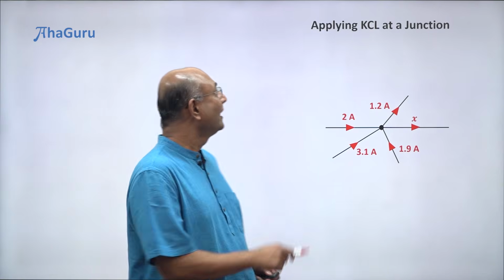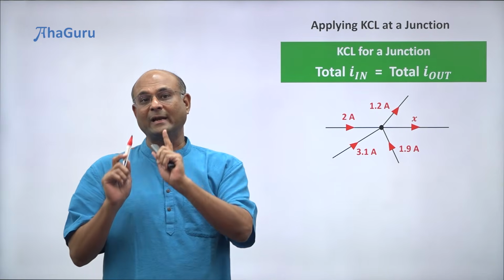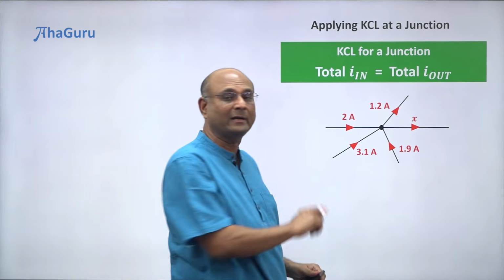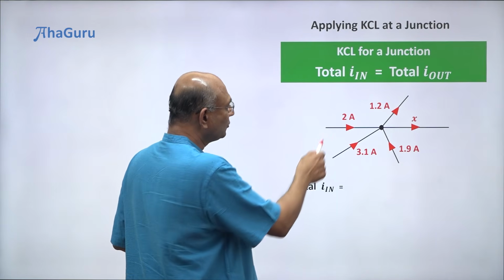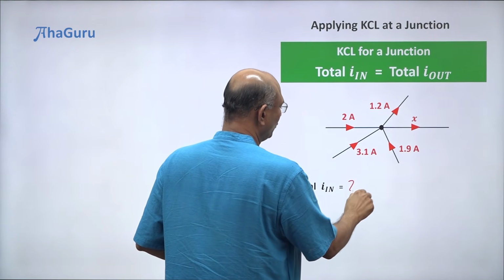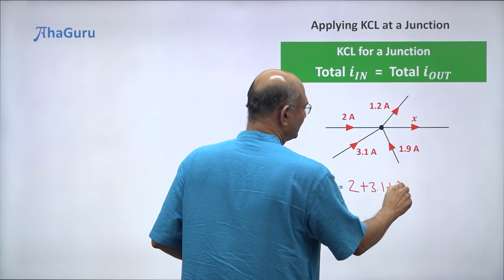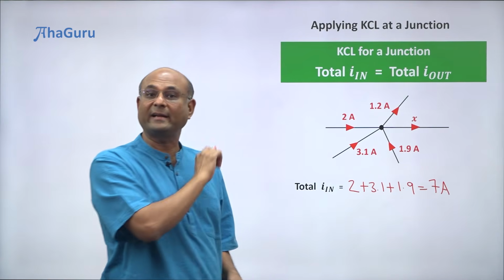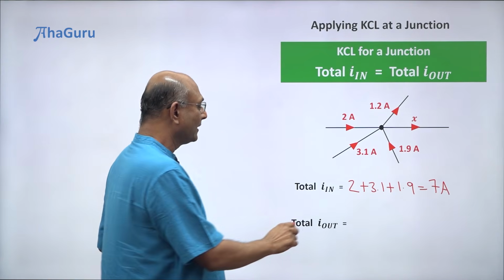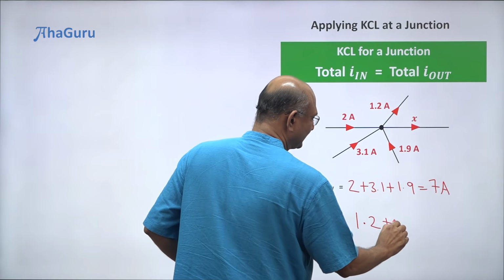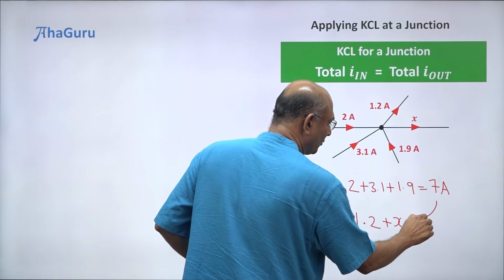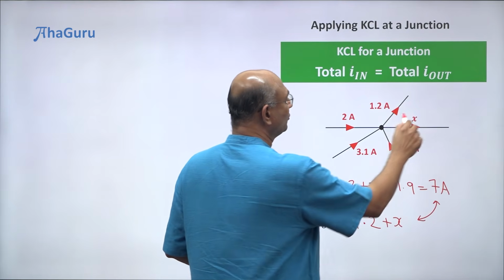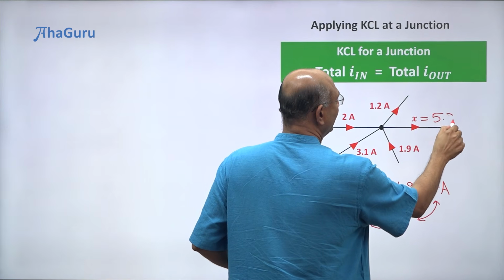We have already seen how to apply Kirchhoff's current law for a junction. Basically, total current into the junction must be equal to the total current coming out of the junction. So here, the total current coming into the junction is 2 plus 3.1 plus 1.9. So 7 amperes. So 7 amperes current is entering the junction. How much is going out of the junction? Well, it is 1.2 plus X. If these two have to be equal, that means X must be how much? X must be 7 minus 1.2, 5.8 amperes.